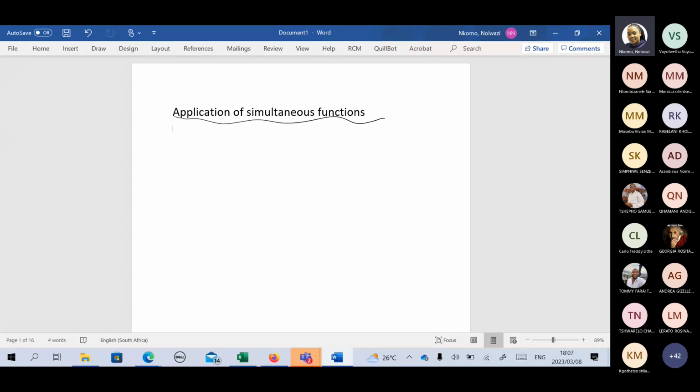Today we are still under application of simultaneous functions. We'll look at the complementary and substitution of goods and then the break even. By the end of this class, you should know how to explain the concepts of equilibrium by determining or interpreting the effects of complementary and substitute goods, and you should be able to explain the concept of break even. Starting with the complementary and substitute goods.